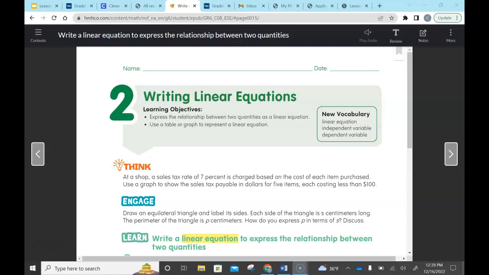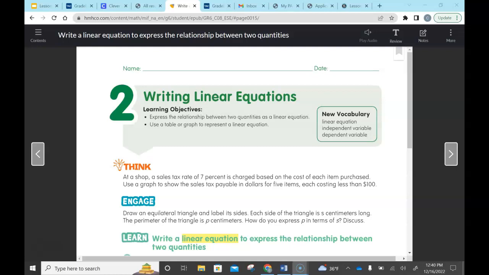So you can see the two goals that we have here. First of all is to express the relationship between two quantities as a linear equation. So first of all, let's think about what is a linear equation. If you turn to page 395 in your book, you can see the definition of a linear equation. It's an algebraic equation that has a dependent and independent variable. So we're going to talk about that. We even see some vocabulary words there, independent and dependent variable.